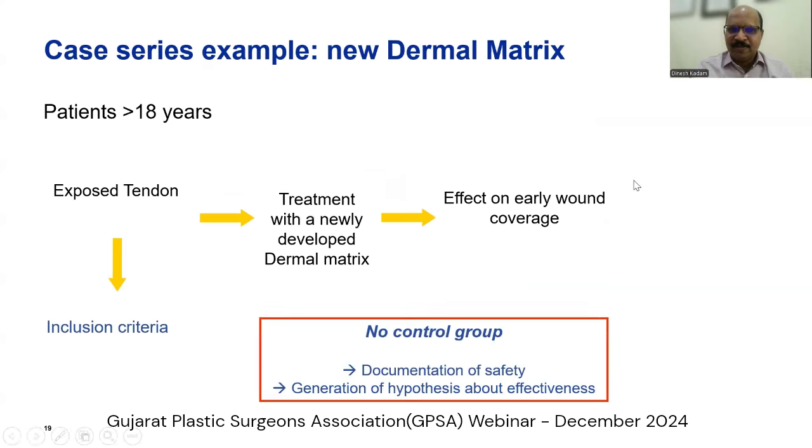An example of a case series could be, suppose you have a new, let's say, Darwin matrix or something which you want to use to cover an open wound. You can do research like this, treatment options in exposed tendon, and then you can come out with the safety of this product, and then you can come out with the hypothesis of its effectiveness based on the inclusion criteria and all that. It need not have a control group. So this can still be good.